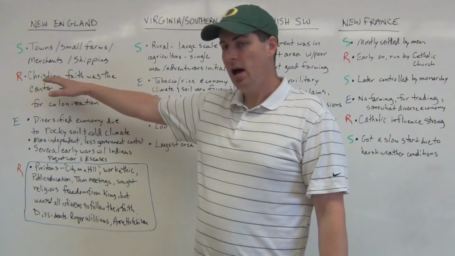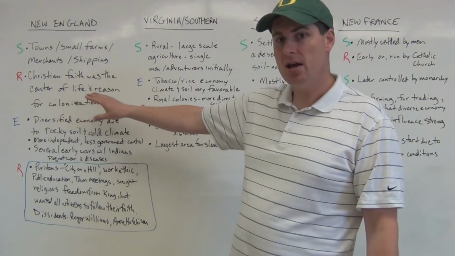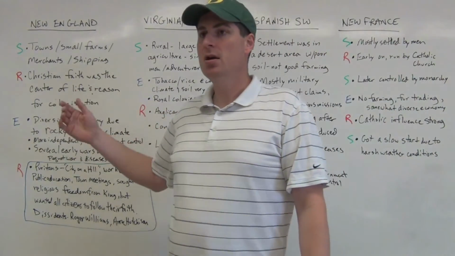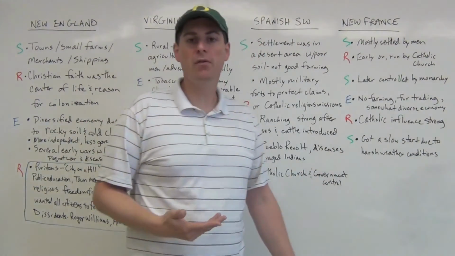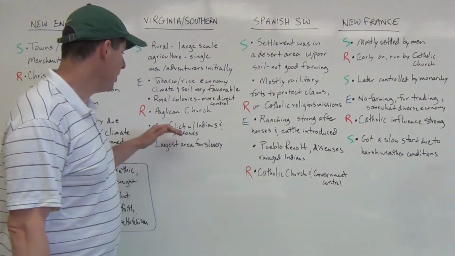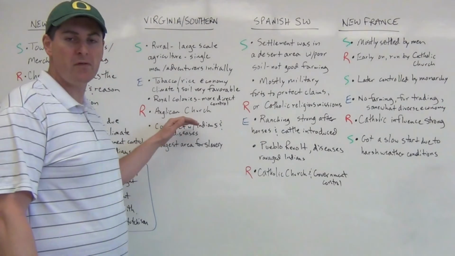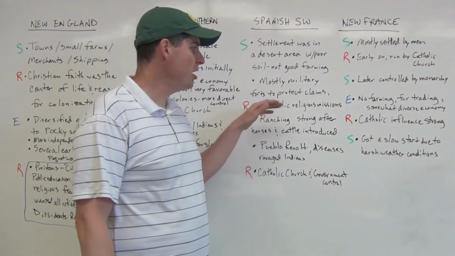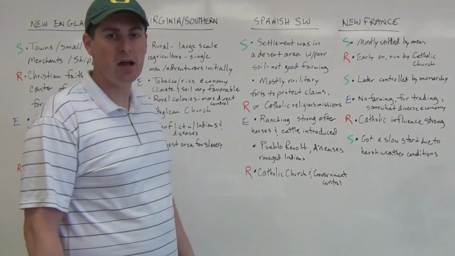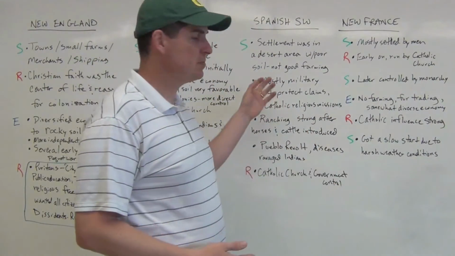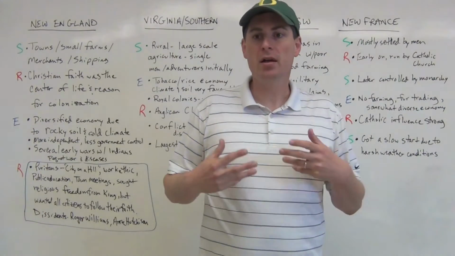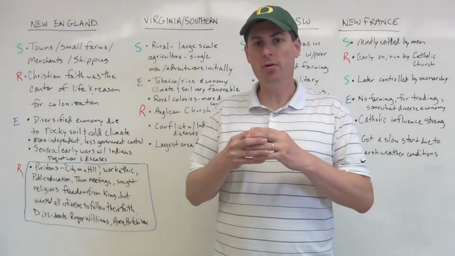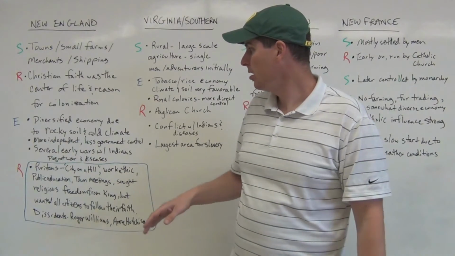You have people setting up a religious society here that are basically persecuted people looking for a different opportunity. You have the Anglican Church and kind of more governmental control issuing their church. And then in both of these cases, New France and the Spanish Southwest, you have also kind of Catholic and government going hand in hand, kind of dovetailed together.